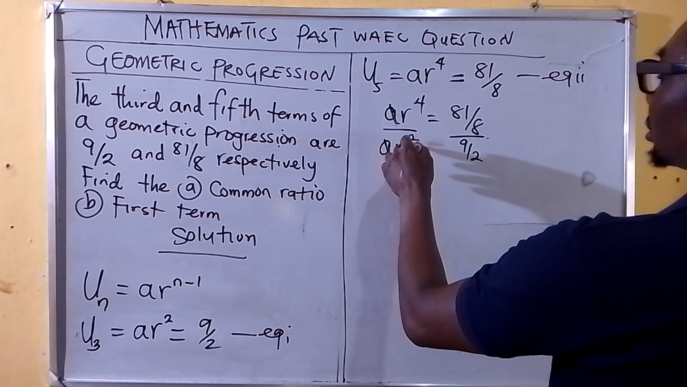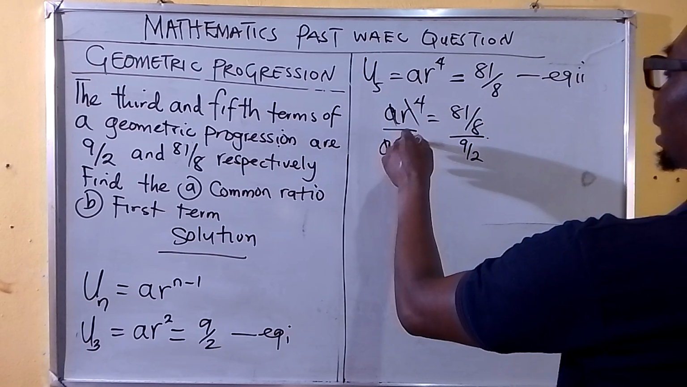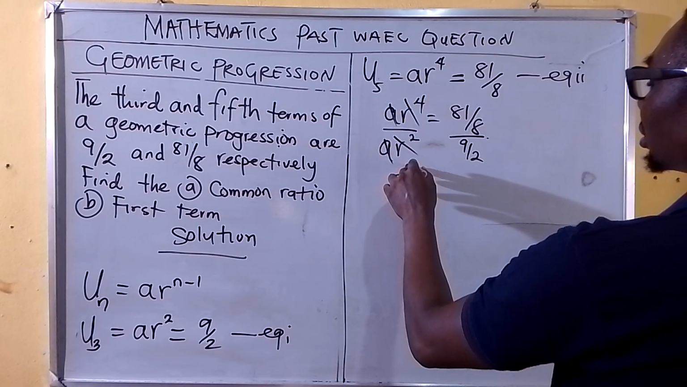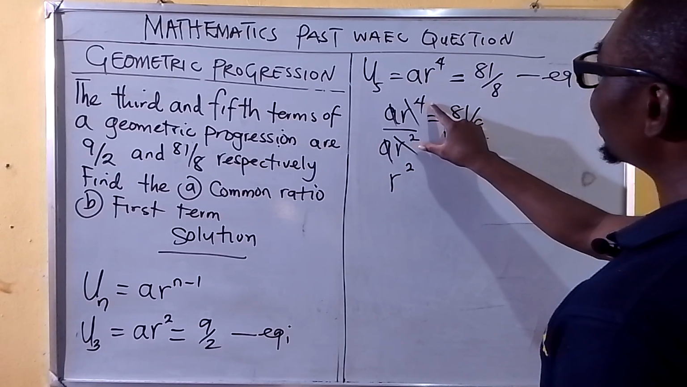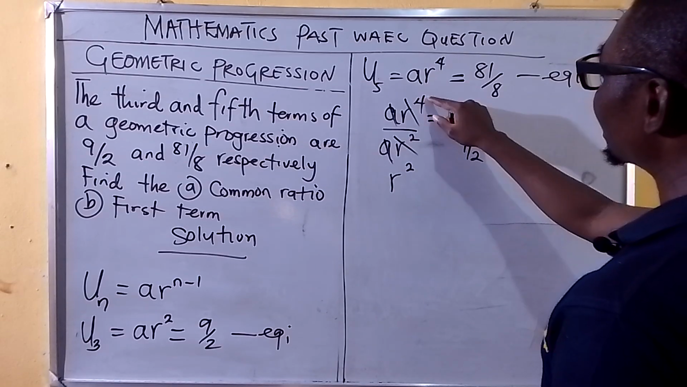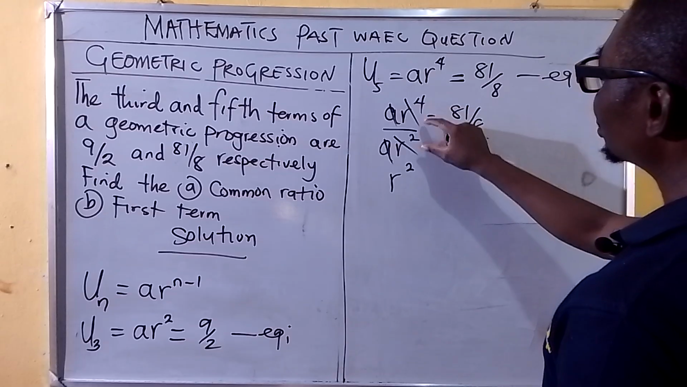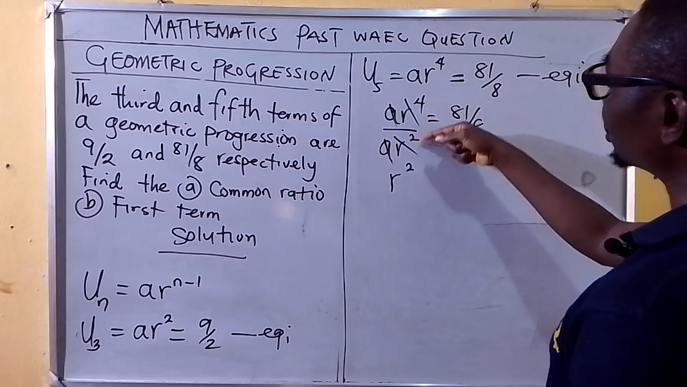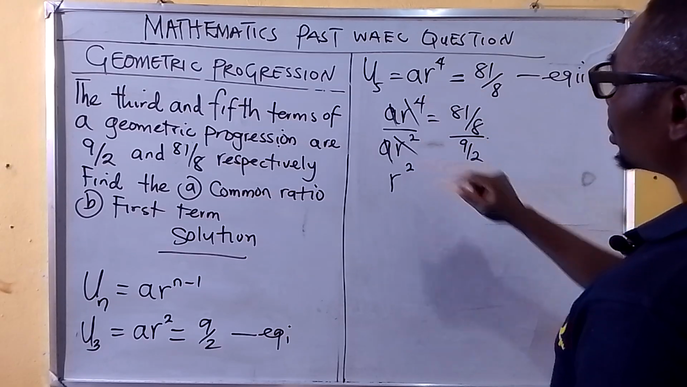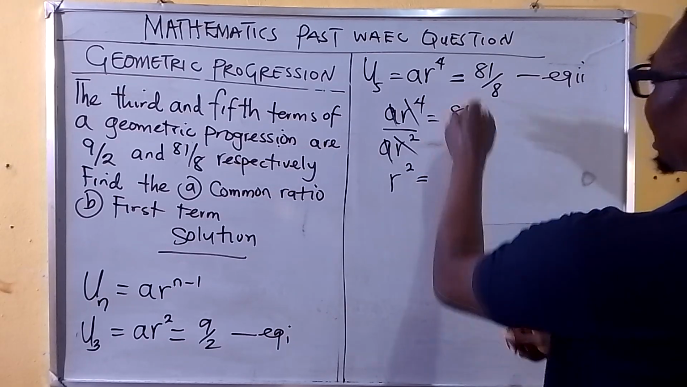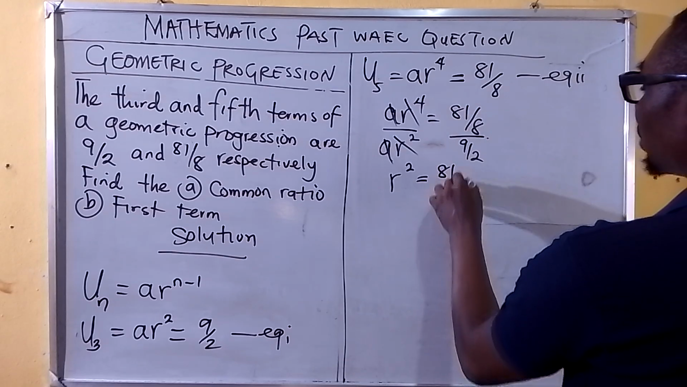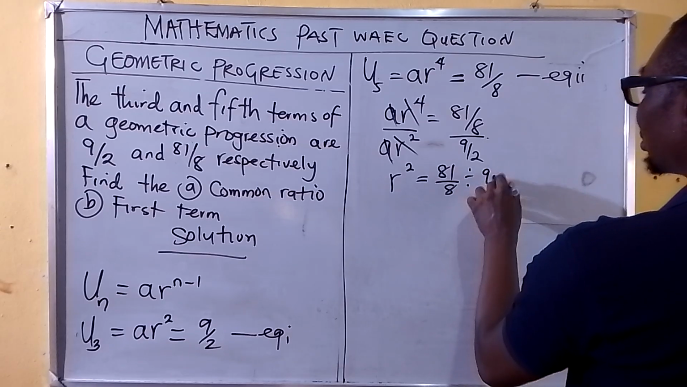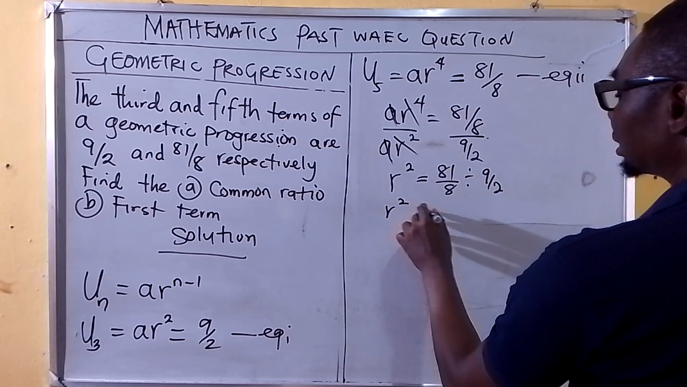So here, R raised to power 4 divided by R raised to power 2 will give me R raised to power 2. Using the law of indices, since the bases are the same and you are dividing, the powers should be subtracted. So 4 minus 2 will give me 2. Equal to, now I can simplify this by writing 81 over 8 divided by 9/2.